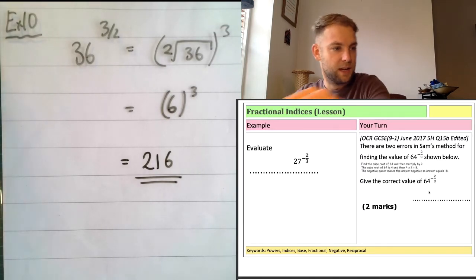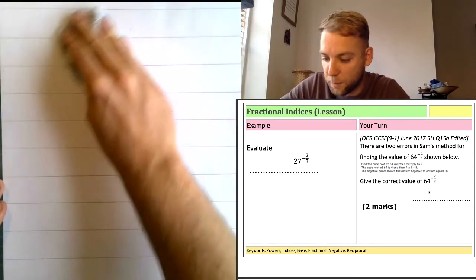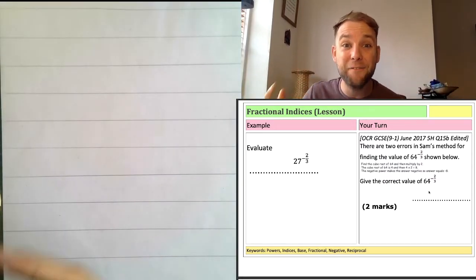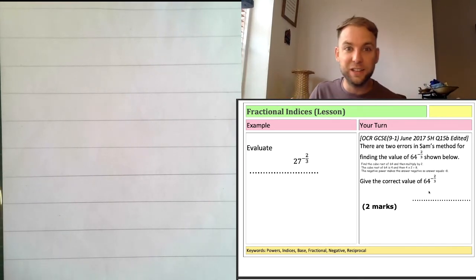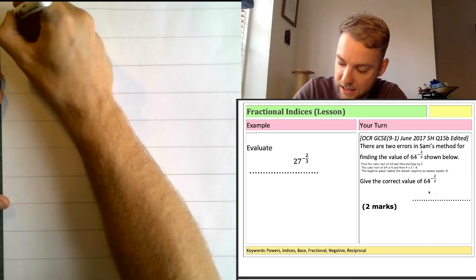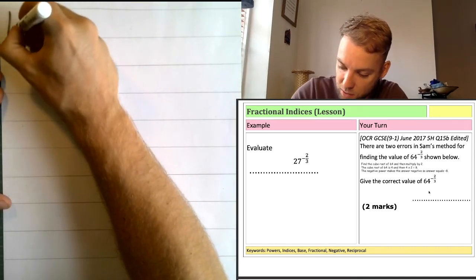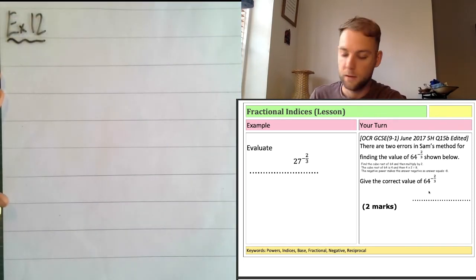Okay. Now this is the kind of the hardest type of question that will come up on here. It's just combining everything you've done so far. So we've got the negative indices, we've got fractional indices, really tough, okay? So this one here is example 12, isn't it? I'll do the first one and I'll let you do the second one.